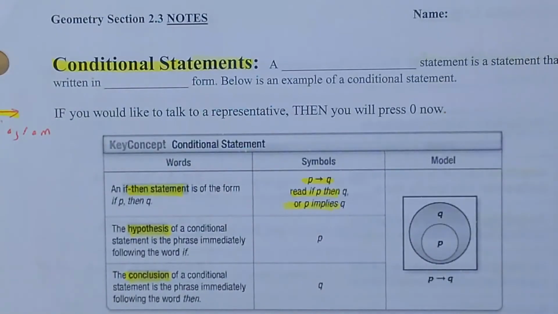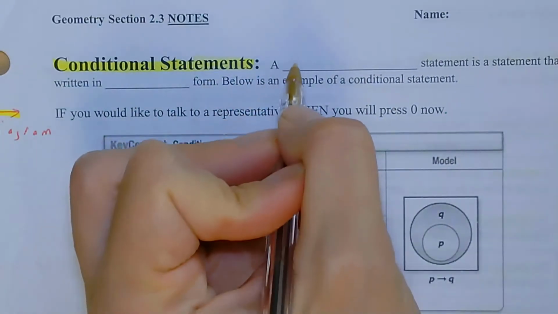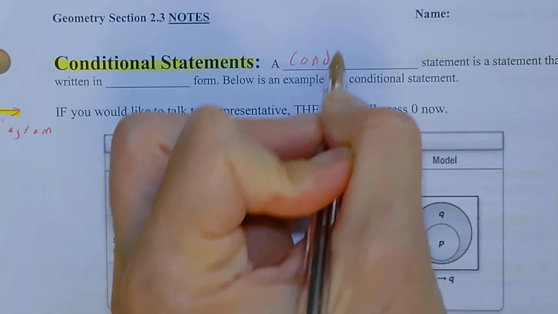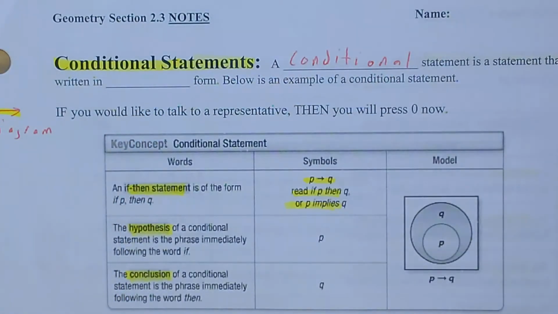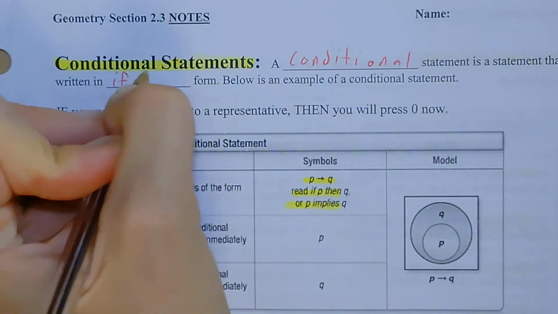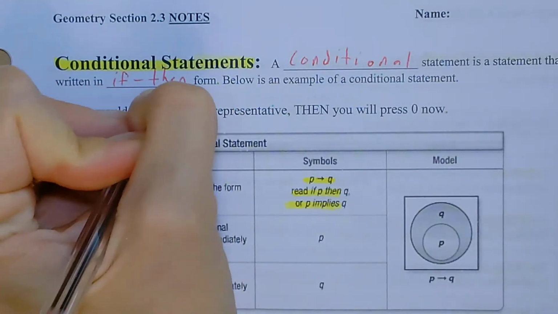So this is going to be section 2.3, and we're going to talk about conditional statements. And so these blanks here are going to be what a conditional statement is. So a conditional statement is a statement that can be written in if-then form.